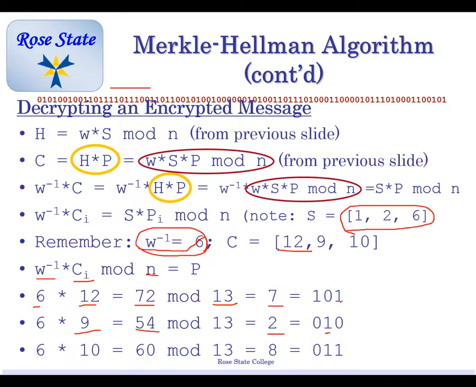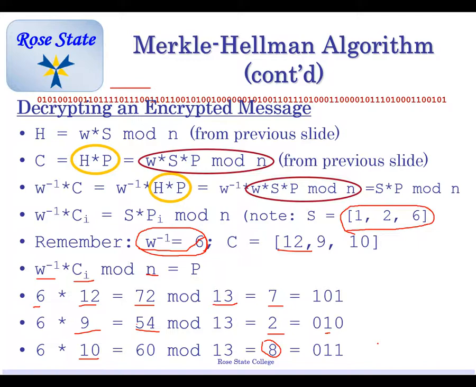I know some of you are like, what in the hell is he talking about? Okay. 6 times 10, 10 is our third ciphertext number. 6 times 10 is 60. Mod 13, again we put the 13 in the front. The remainder ends up being 8. And what combination of 1, 2, and 6 gives us 8? Well, obviously it'd be 2 and 6, so it's 0, 1, 1. Everybody see that?